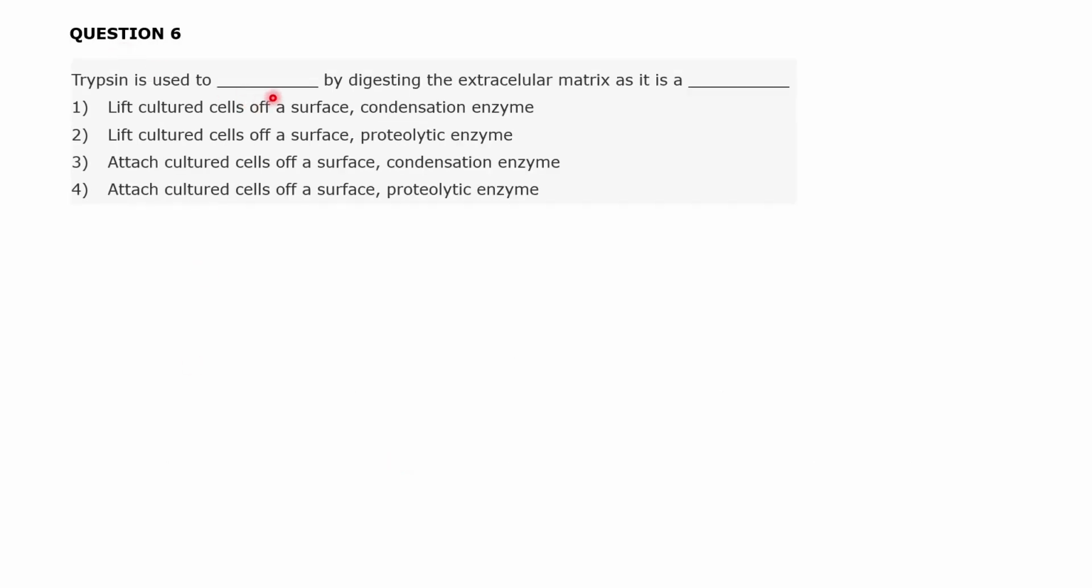Trypsin is used to what? By digesting the extracellular matrix, lift the cultured cells off the surface. So it is a condensation enzyme. Lift the cultured cells off a surface, proteolytic enzyme. Attach the cultured cells to the surface, condensation enzyme. Attach the cultured cells to the surface, proteolytic enzyme. Which may be the option? Okay, I am getting option number 2. Any other option?